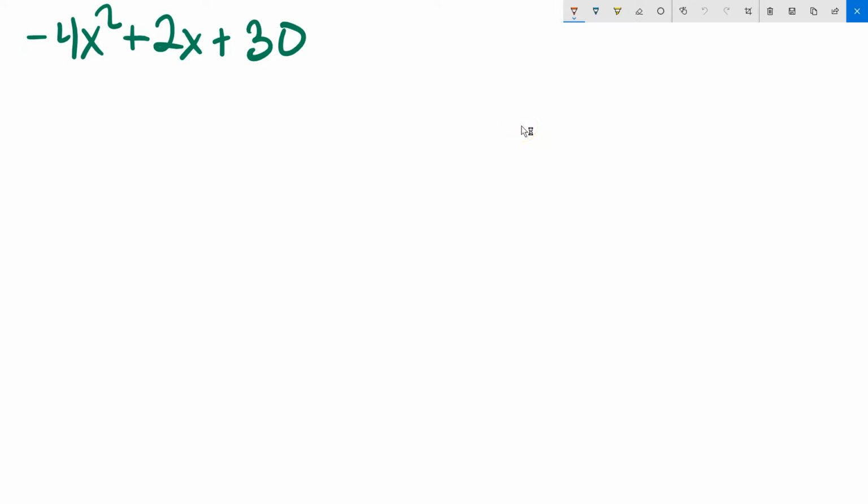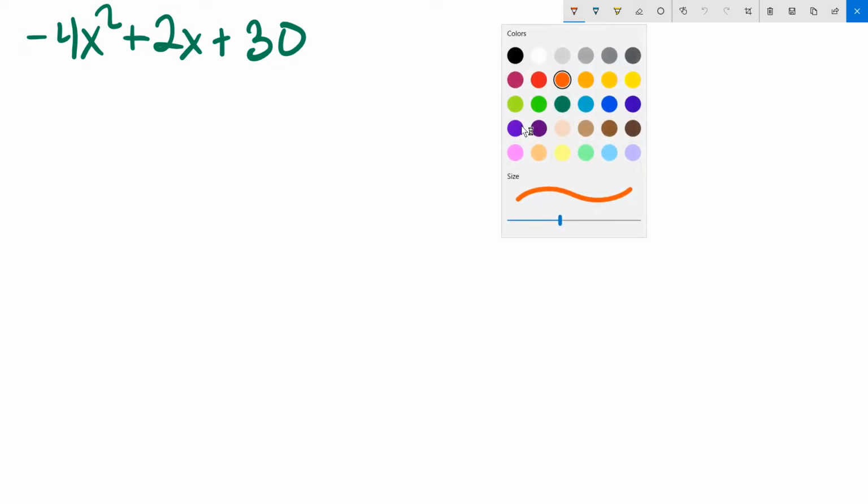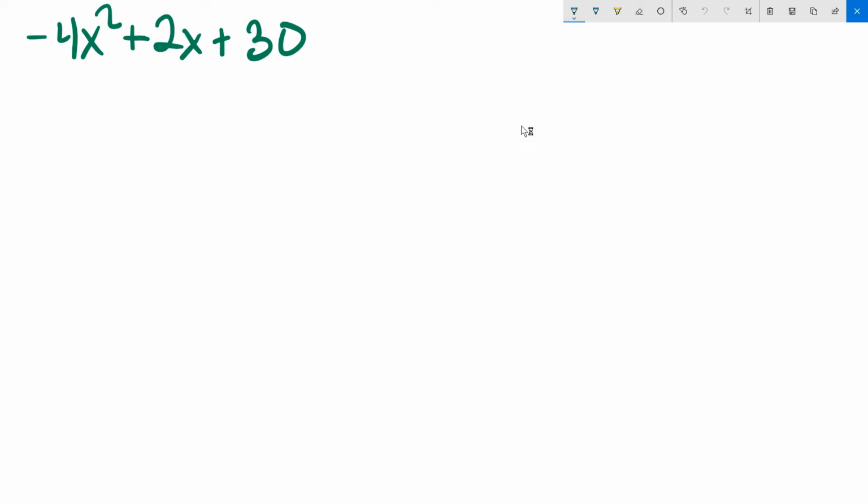Let's take a look at factoring negative 4x squared plus 2x plus 30. The first thing to observe is that whenever possible, you begin factoring by trying to pull out any common factors. So here, let's rewrite things as follows. I'm going to use a different color to emphasize some key points. I'm going to rewrite the 4 as negative 2. That 2x, remember, really means 2 times 1x, and the 30 I'm going to put as 2 times 15.